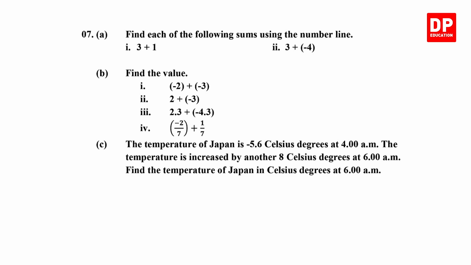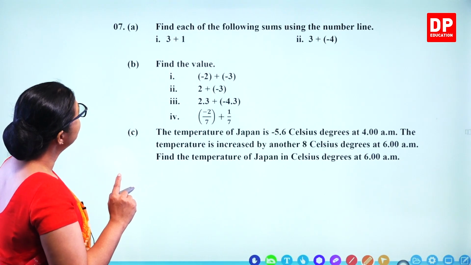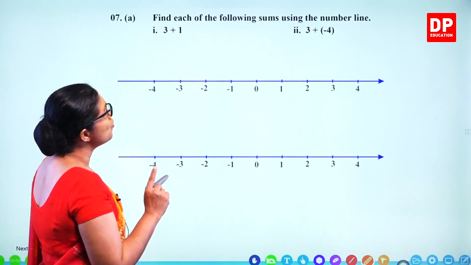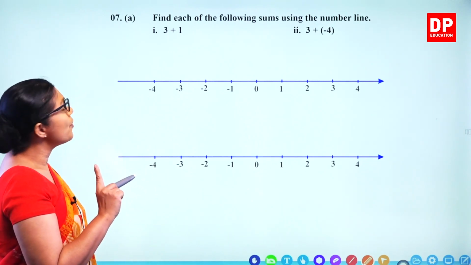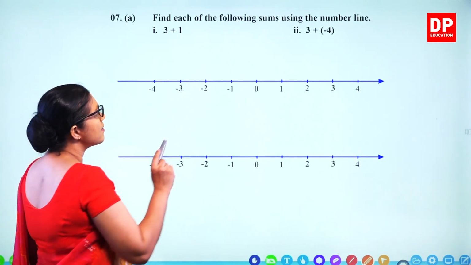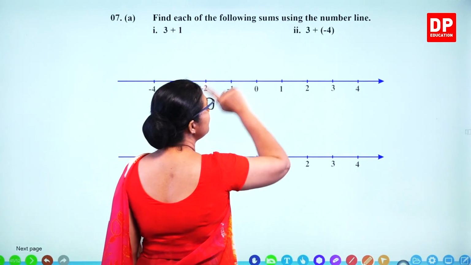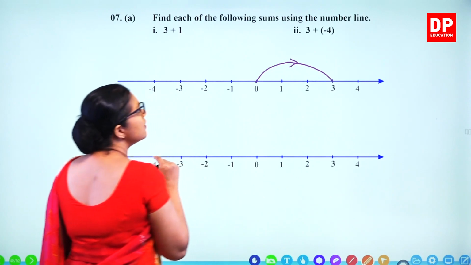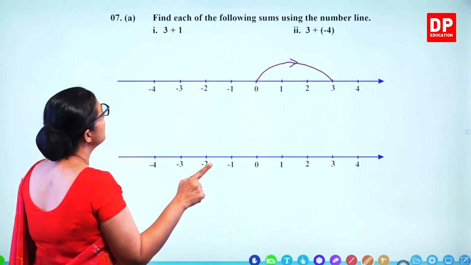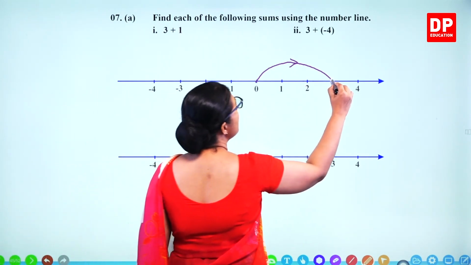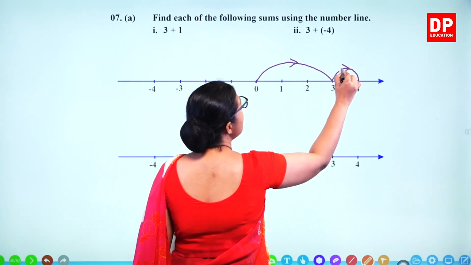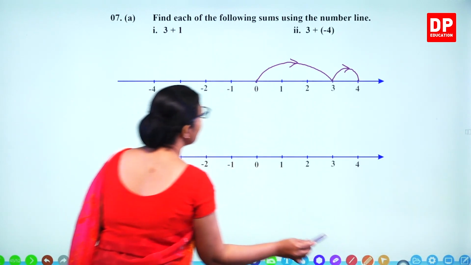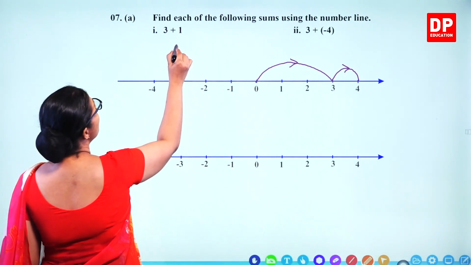Question number 7, this is the last question in this paper. Find each of the following sums using the number line. 3 plus 1, so 3. Starting from 0, 3 means 3 units to the right. Then plus 1 means 1 square again to the right. So what's the answer? You get 4.